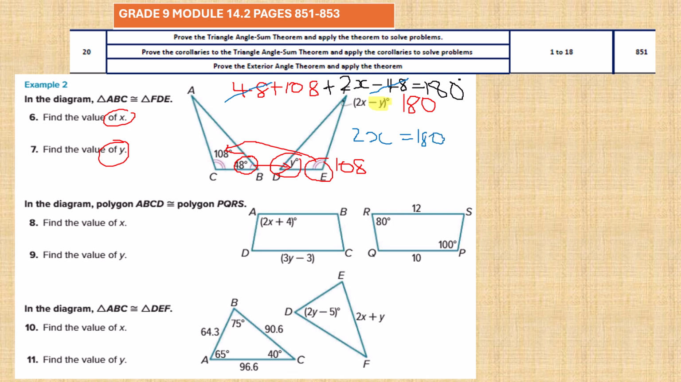Take your 108 onto the other side. We know that we change the sign. Minus 108. So 2x is equal to 72. Divide by 2 on either side. Cancel, cancel. Therefore, x is equal to 36 degrees. So this is basically how you would work this out.